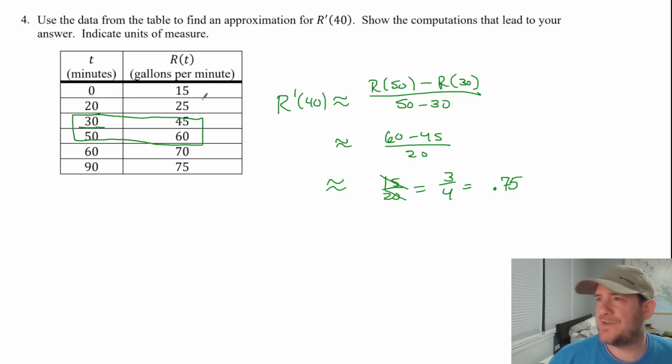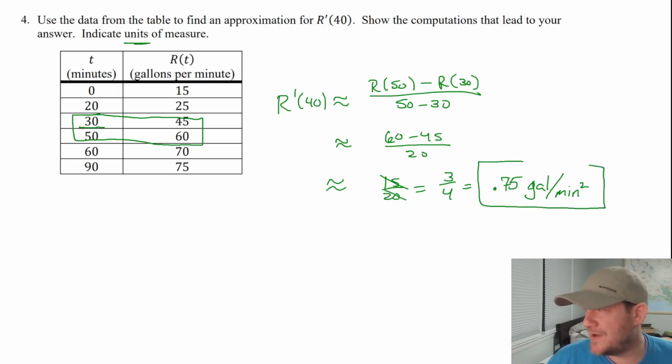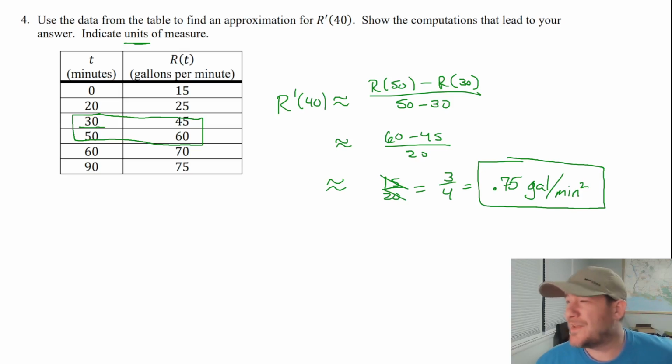So there's my computations. In terms of units, my units would be gallons per minute. So again, it's going to be gallons per minute squared. Because again, we're finding the rate of change of a rate of change. So your denominator is going to get that squared. But that's it for 4. I'm not going to make a mountain out of that molehill.